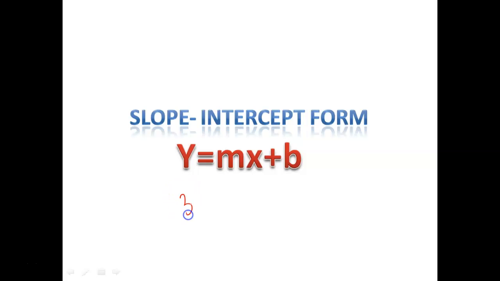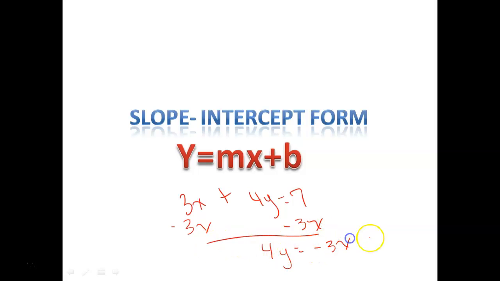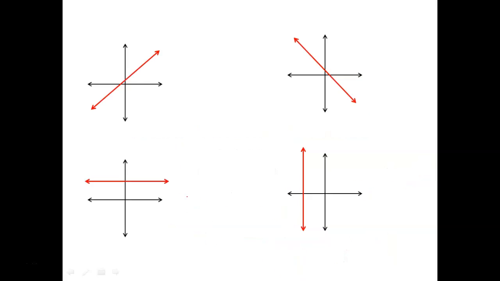Like if I have 3x plus 4y equals 7, you guys know how to solve for y. You would subtract 3x from both sides, and you would get 4y equals negative 3x plus 7. And you know to divide everything by 4, and you would get y equals negative 3 over 4x plus 7 over 4. So it helps that you guys have been practicing solving for a variable.